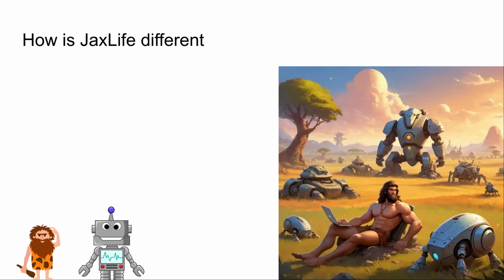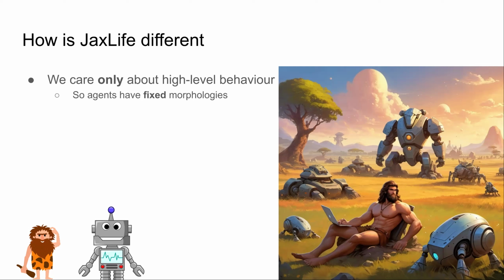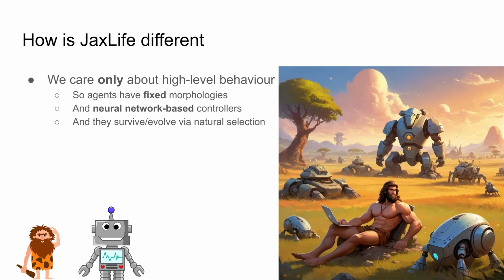Our simulation, called JaxLife, tries to take a different tack on this question. What we focus on instead is only high-level behaviors. We try to abstract away all of the low-level things like physics and chemistry and only focus on high-level behaviors. The concrete design decisions this leads to are, for instance, that our agents have fixed morphologies and they're effectively just points. We don't really care about their physical appearance. They are effectively just behaviors. These behaviors are further parameterized by neural networks, and these neural networks learn and evolve via a survival of the fittest type of approach.